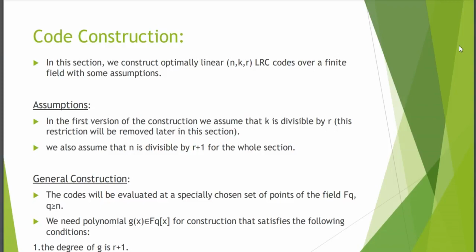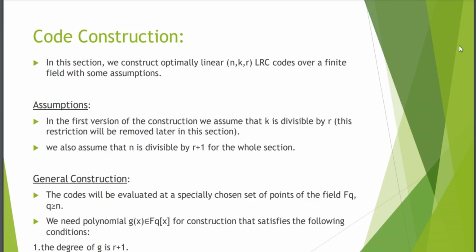Here are the assumptions. We assume that k is divisible by r, and we see the construction after removing this restriction later. The second assumption is that n is divisible by r plus 1. Let's see the general construction. We begin with the general construction of LRC codes using the locality property.